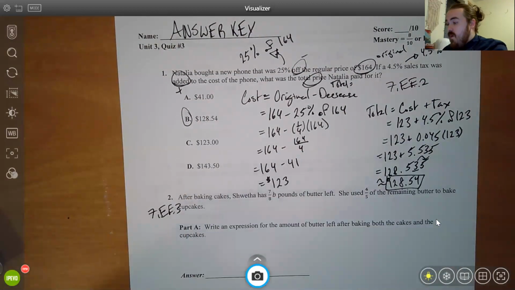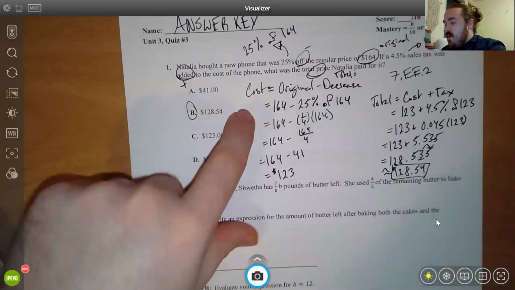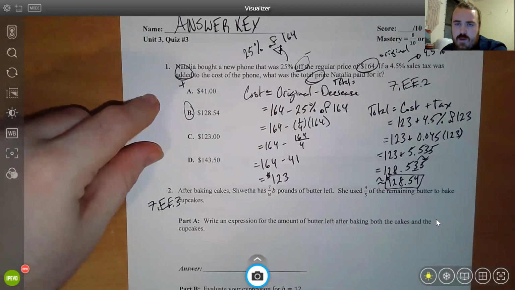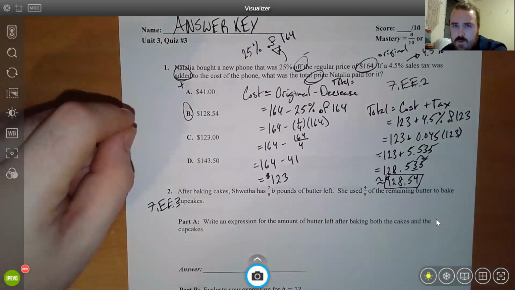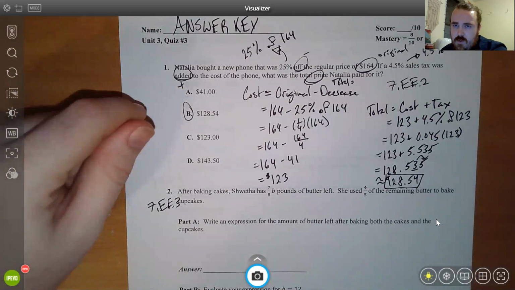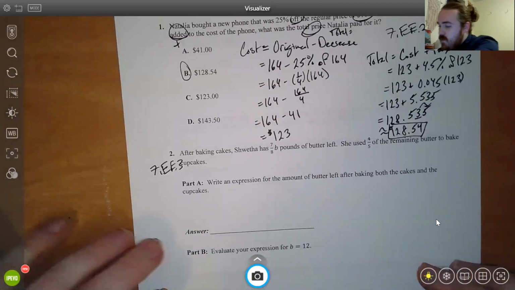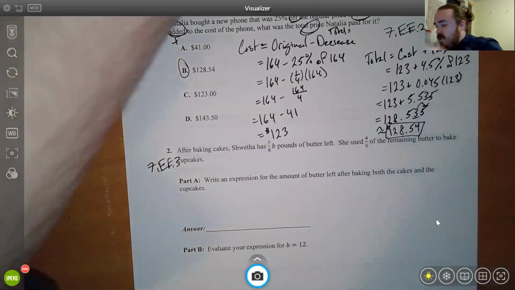So again, be careful here. A lot of these problems are tricky because they're multi-step problems. It's the type of problem that I think most people get wrong on the test because it's a multi-step problem. Be very careful with it, okay? Now, number 2 is also a multi-step problem. It's actually pretty similar.